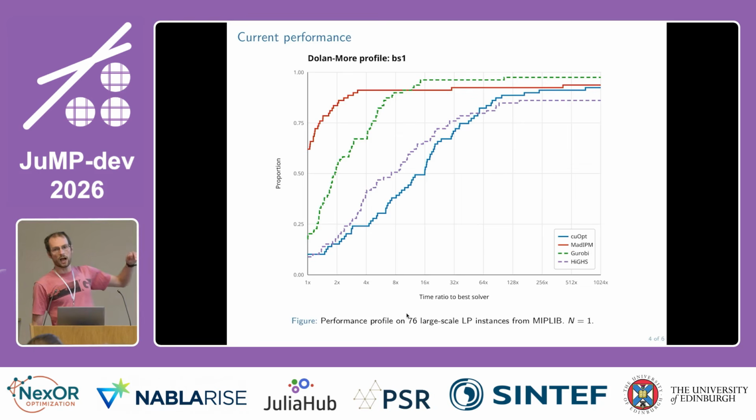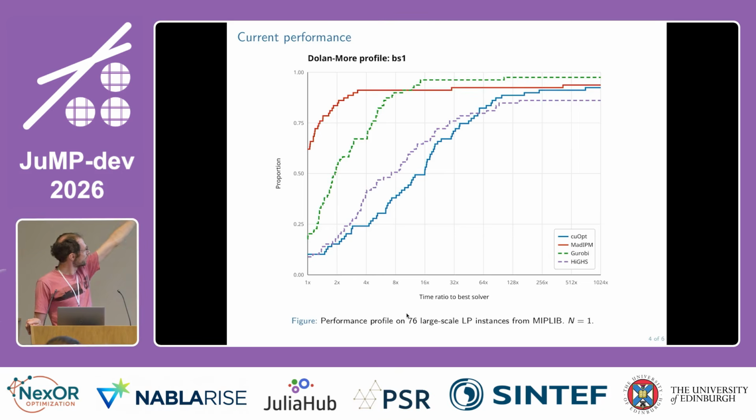So what I do, I have a capital N number of scenarios, right? Capital N is the size of my batch. So I start with capital N equal to 1. That means I solve 1 LP. I consider some large-scale LP instances from Maplib, right? And I just compare different solvers. So here it's a classical performance profile. The higher, the better, right? So what we observe here, we solve just 1 LP, we just have 1 scenario.